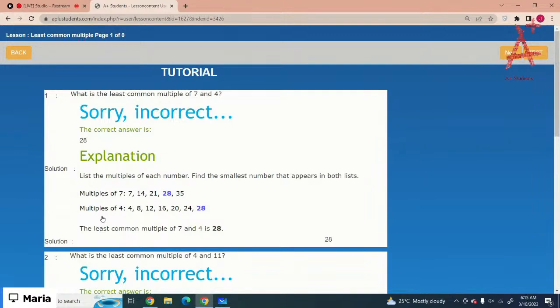Multiples of 7 are 7, 14, 21, 28, and 35. The multiples of 4 are 4, 8, 12, 16, 20, 24 and 28. That means the least common multiple is 28. Got it?